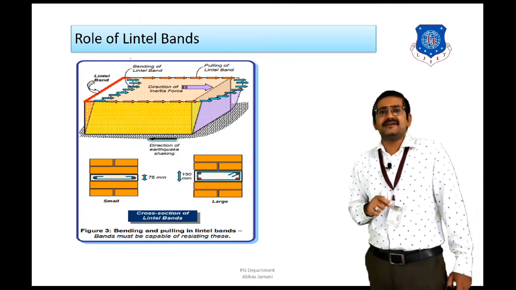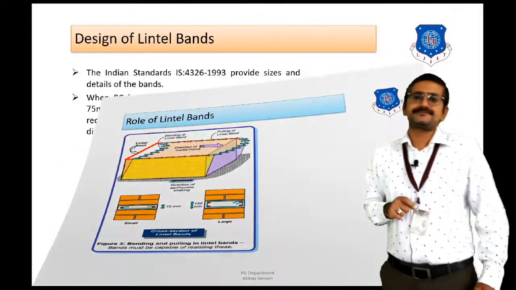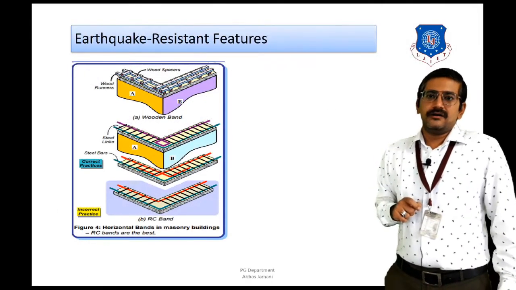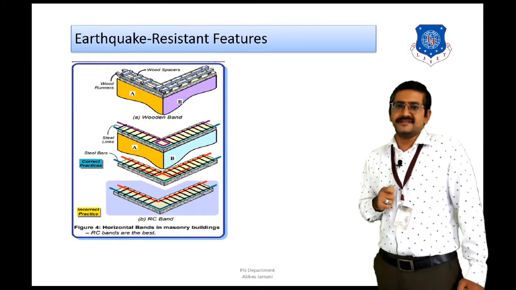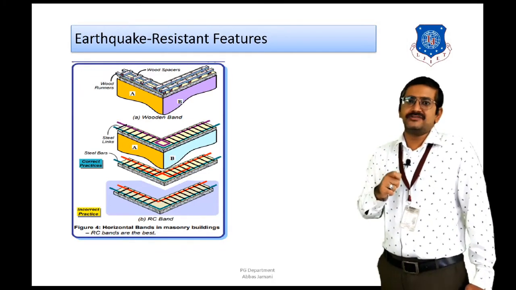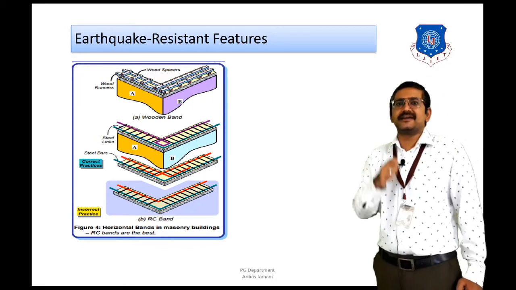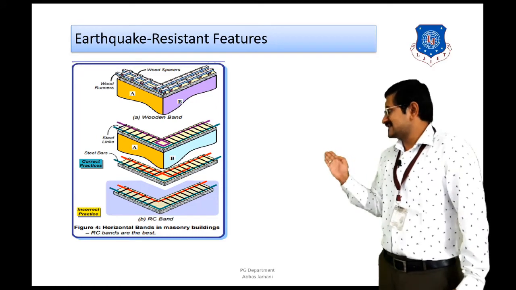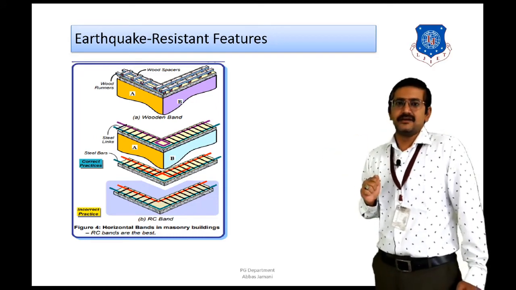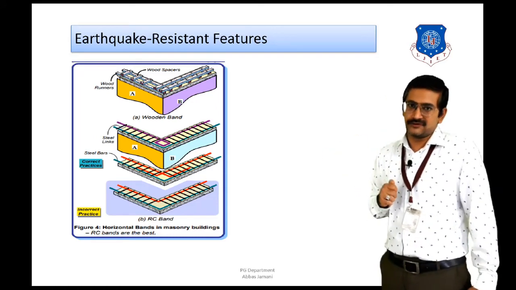Lastly, before we end today's lecture, we take a look at the earthquake resistant feature that is required for good performance of this masonry building, and how good detailing of the horizontal band can assure good transfer of forces from the corners of these walls. So the first case shown is for wooden planks. However, that is out of use right now.